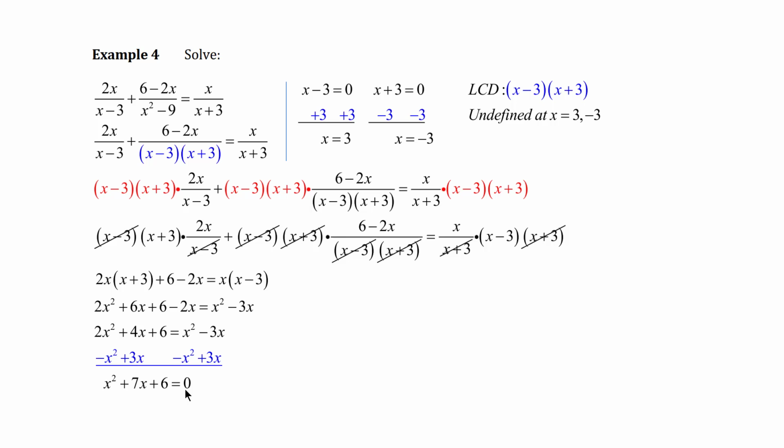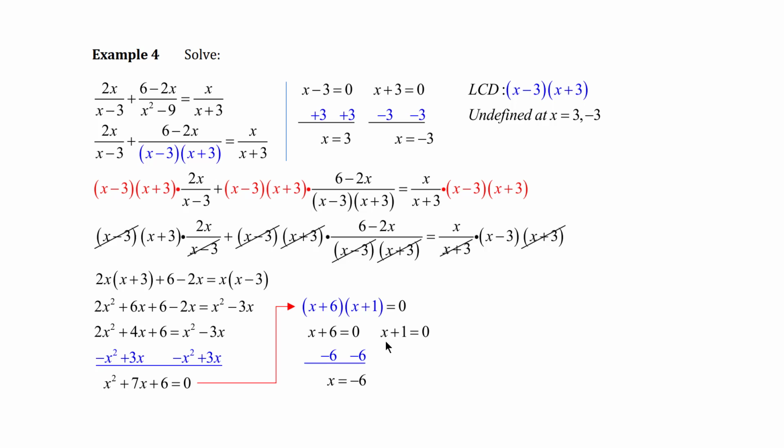Next, we factor the trinomial x squared plus 7x plus 6. The result is parentheses x plus 6 times parentheses x plus 1 equals 0. Next, we use the zero factor property. We get x plus 6 equals 0 and x plus 1 equals 0. Solving the first equation for x, we subtract 6 from both sides. The result is x equals negative 6.